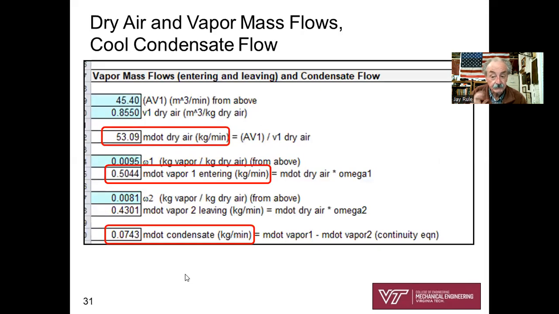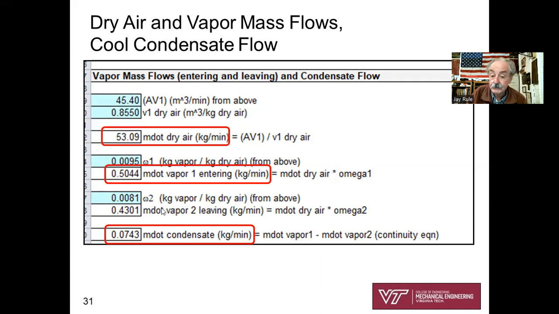So the computation is not so involved. M dot of dry air is simply going to be the volumetric flow rate divided by specific volume, 53.09 kilograms per minute of dry air at the inlet and the outlet. At state 1, the vapor coming in, I got omega-1, kilograms of vapor per kilogram of dry air. I've got m dot of the dry air, so multiply these two together to get m dot of the vapor at state 1, 0.5044.